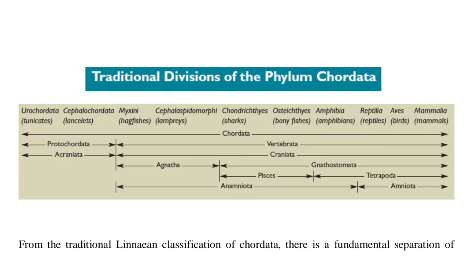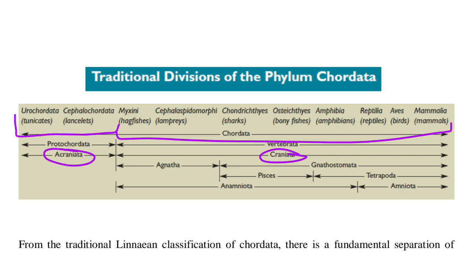So apart from that, we can classify them based on, do they have cranium? Do they have a head, like a visible head? The ones that don't have cranium are called acraniata, while the ones that have cranium are called craniata. So you can see that from the hagfish down to the mammals, they all have cranium. But tunicates, which is urochordate, and lancelets, which is cephalochordate, have no cranium. They don't have head. You understand?